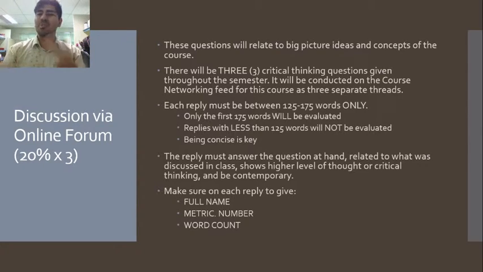We don't want you to copy and paste from outside. It'll be very obvious, and you won't get much credit for that. You have to be contemporary, which basically means it has to be modern. You have to give your input and compare it to what's going on in today's world. We don't want you to talk about traditional values. You want to talk about today and the future. And make sure that in your response to the forum, you give your full name, your full matric number, and you have to do a word count.